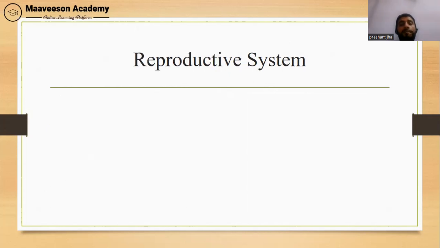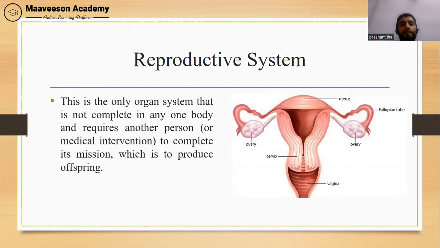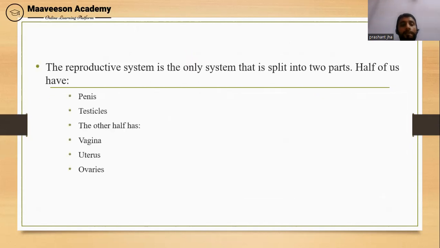Next is the reproductive system. This is the only organ system that is not complete in any one body and requires another person to complete its mission, which is to produce offspring. The reproductive system is the only system that is split into two parts. One half includes the penis and testicles, and the other half includes the vagina, uterus, and ovaries.